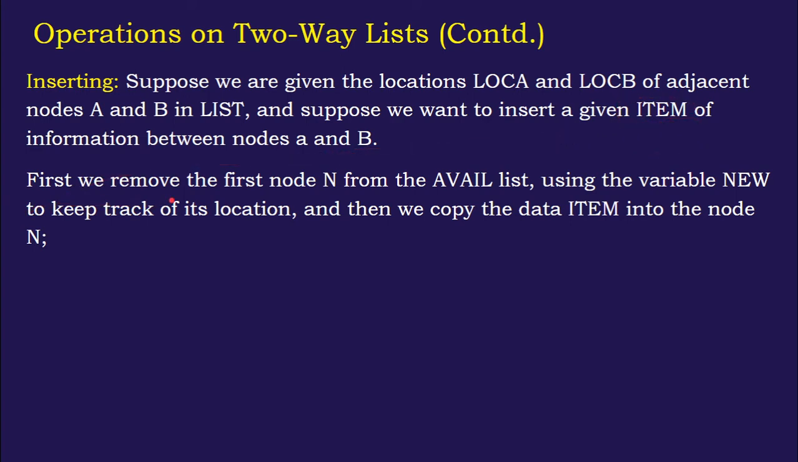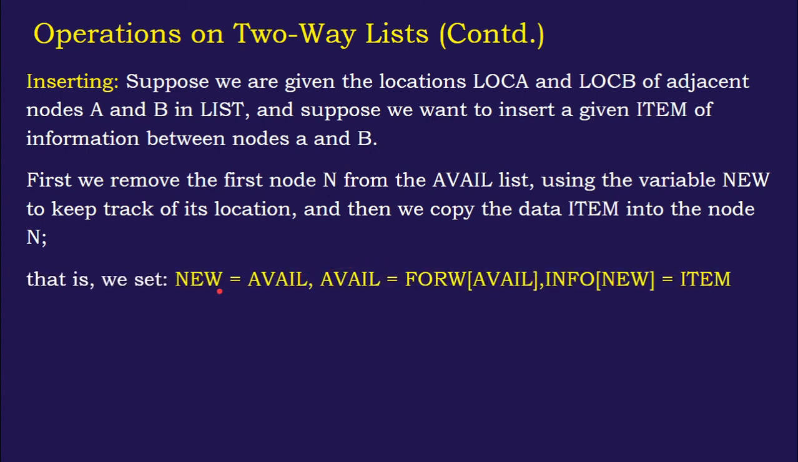So first we have to remove the first node n from the avail list. So avail list consists of a list of freely available memory space. From that available memory space, one node is removed, and that is given the new data, and that data has to be assigned to the avail first node, and then we have to change the pointers. So first, how to set the avail list? New is equal to avail, because new is the newly entered data, and avail is equal to forward of avail, and information of new is equal to item.